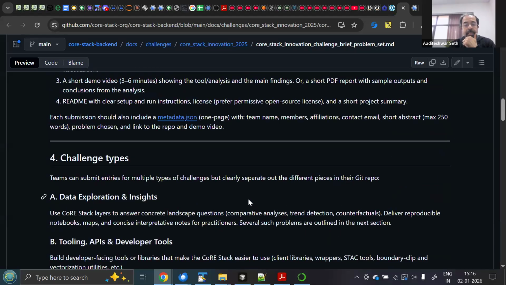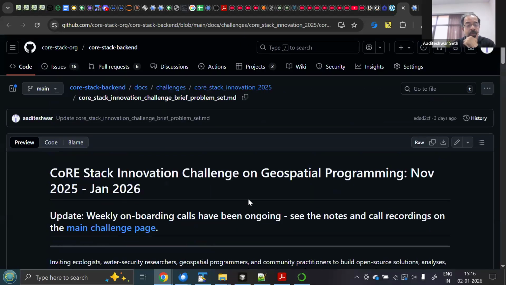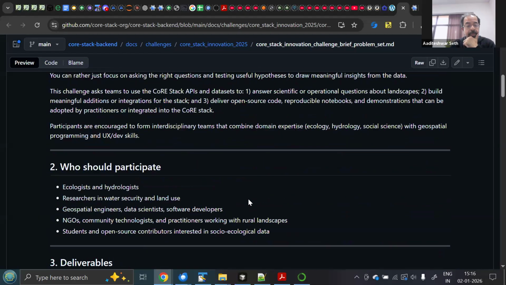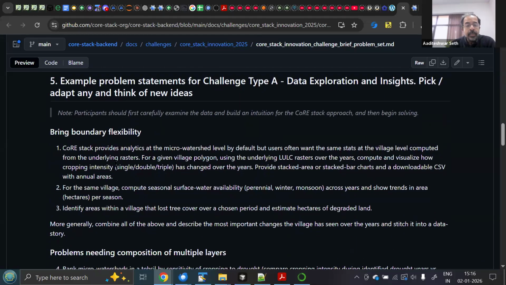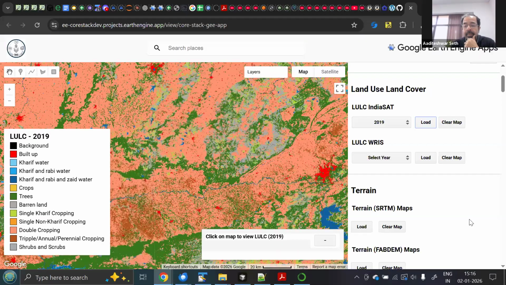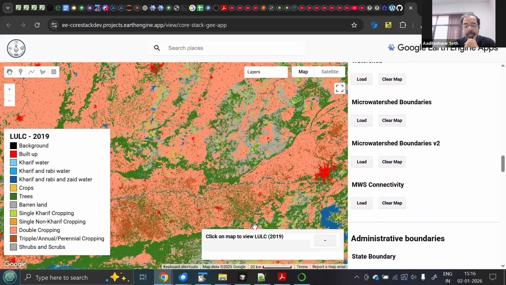So this is the main challenge document, that talks about some of these things: who should participate, how to make your submissions, and so on. And then let's go through some of these examples. Here are just some ideas that you can start with. Bring boundary flexibility. Here, CoStack provides analytics at the micro watershed level by default. We were seeing that all of these analytics that we are computing are at the level of micro watersheds.